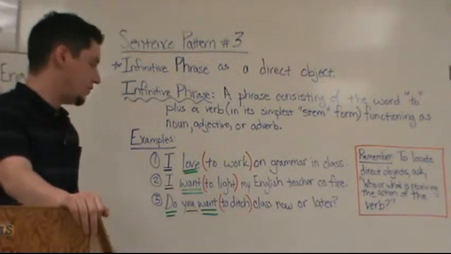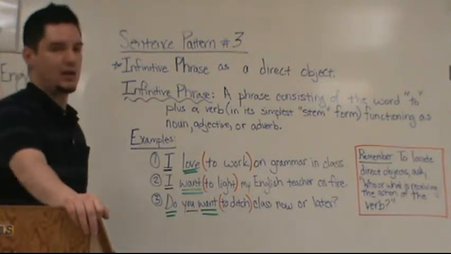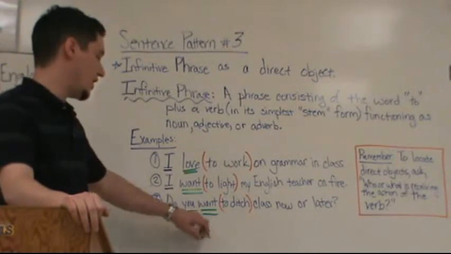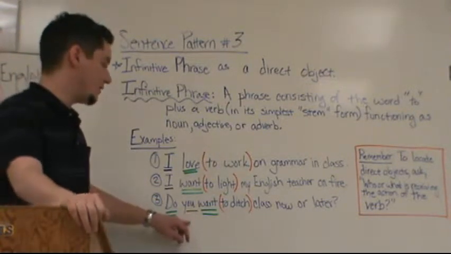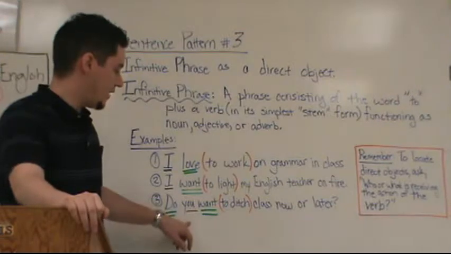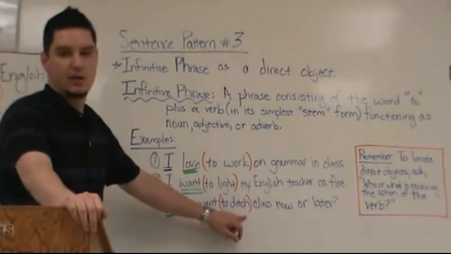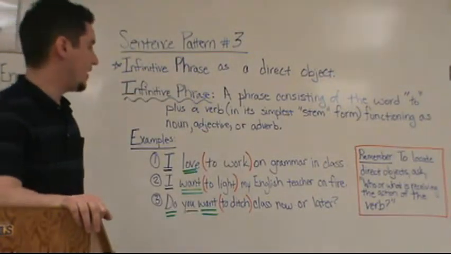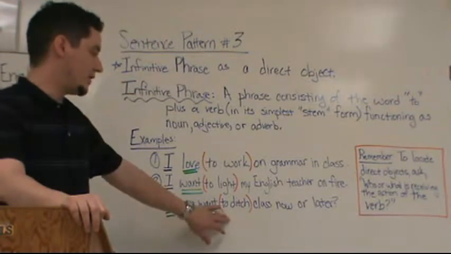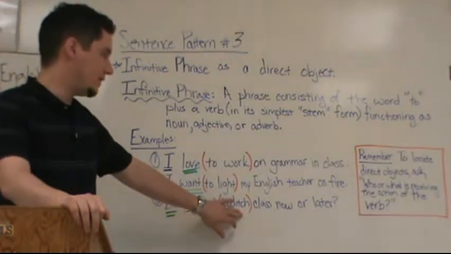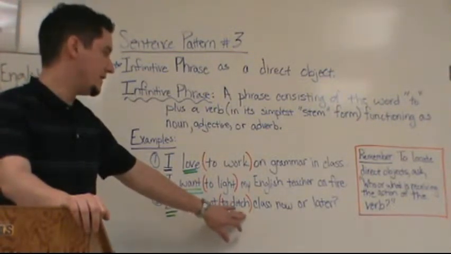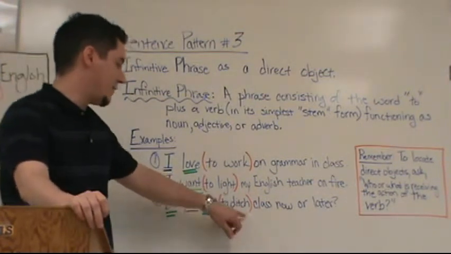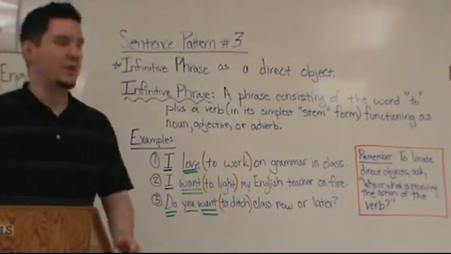Number 3, do you want to ditch class now or later? All right, if we look at this one, we have the verb do want. When we ask who wants, we know that it's you. What do you want? You want to ditch. So when we ask who or what is receiving the verb here, it's to ditch. So that is our infinitive phrase. Again, the word to, the verb in its simplest form, ditch. And class now or later is modifying to ditch and telling us when it would happen.